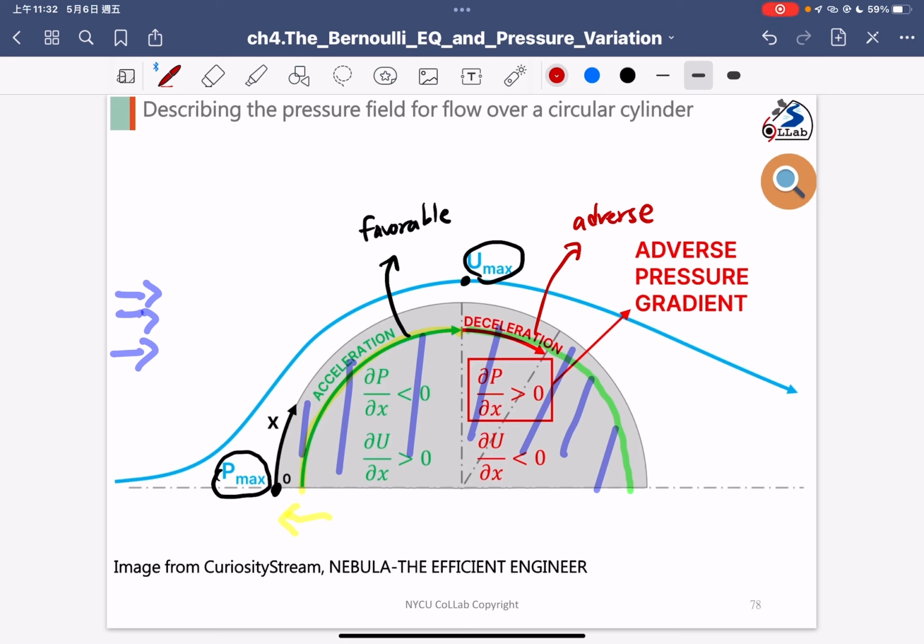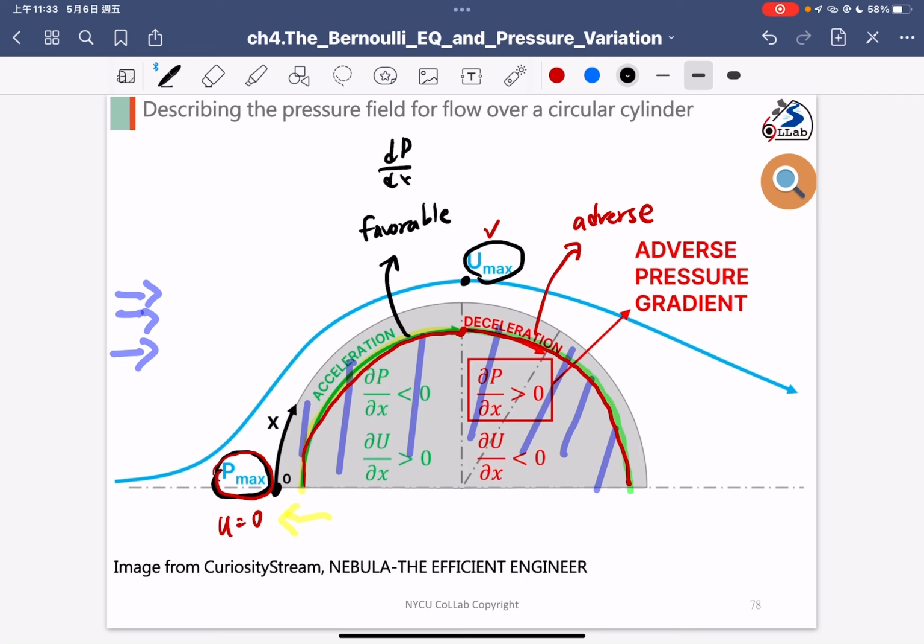What is the difference? Here there is the highest pressure, and going this way there is a lower pressure. The velocity here is 0, but here the velocity is the maximum. So we call that the favorable region, the flow condition is acceleration. And the right-hand side is deceleration. OK, so here we can see the front section is the acceleration section, so we call it the favorable pressure gradient. The rear section is the deceleration section, so we say this is the adverse pressure gradient.